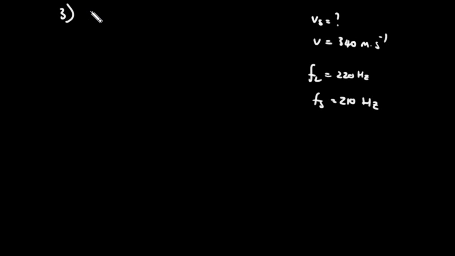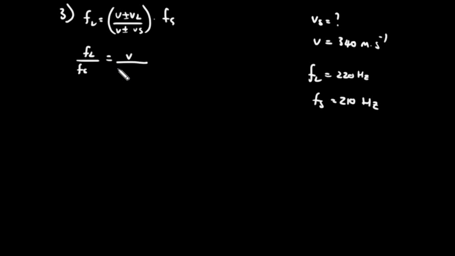Now we know our Doppler effect formula. FL is equal to V plus or minus VL, all over V plus or minus Vs. We put brackets around there, times Fs. So what we're going to do first is get rid of Fs quickly. FL over Fs is equal to, now we know that the velocity of the listener was 0. He's not moving. So V over V minus Vs.